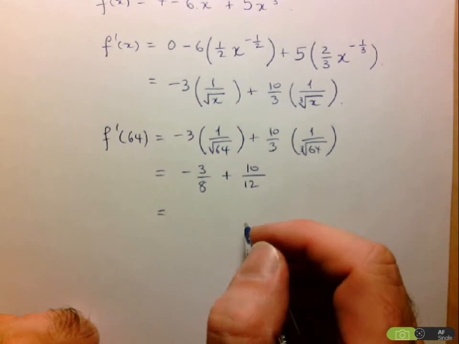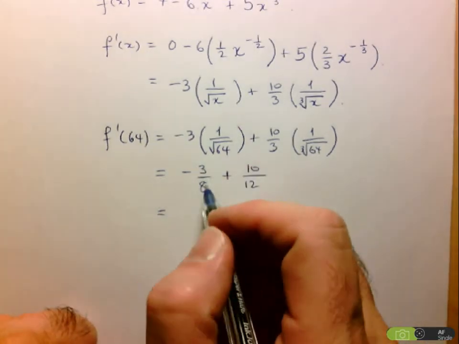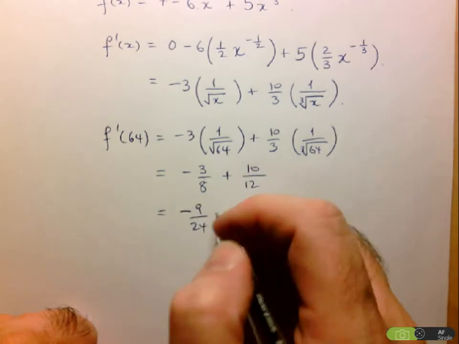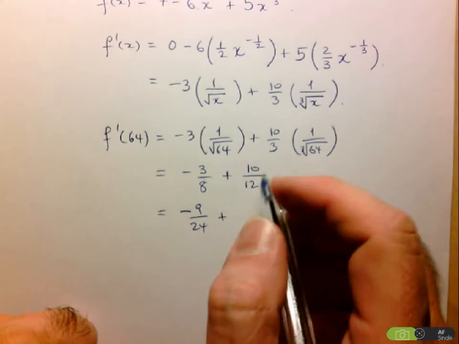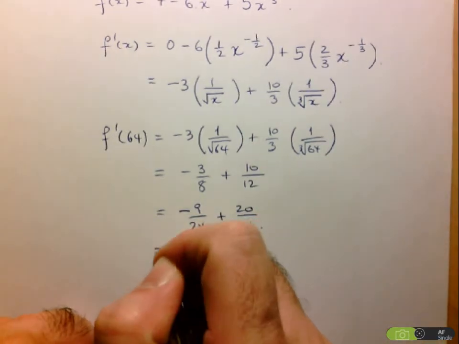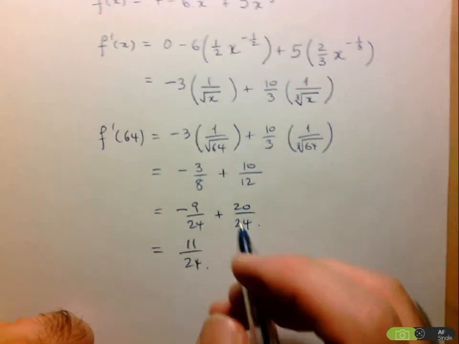Okay, so here let's add these up. We'll use a common denominator of 24, so multiply both by 3, so we have negative 9 over 24, and here we multiply both by 2, 20 over 24, and negative 9 plus 20 is 11 over 24. Okay, and there we go.